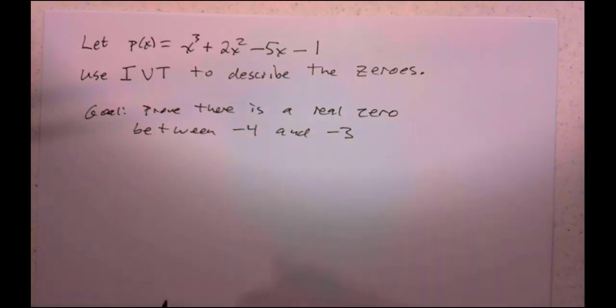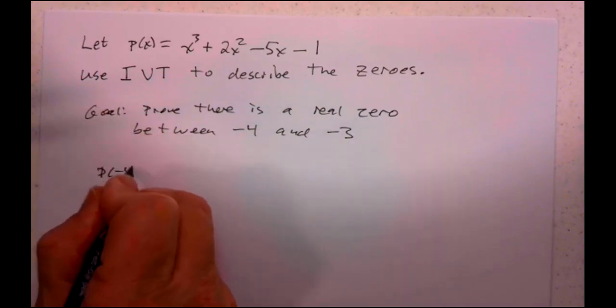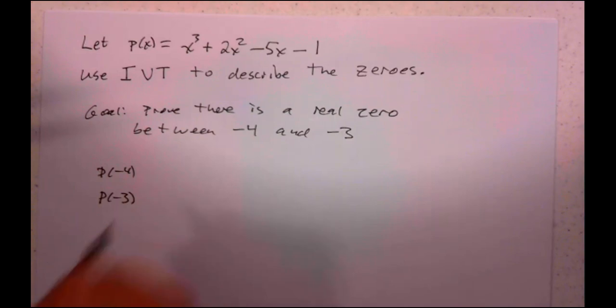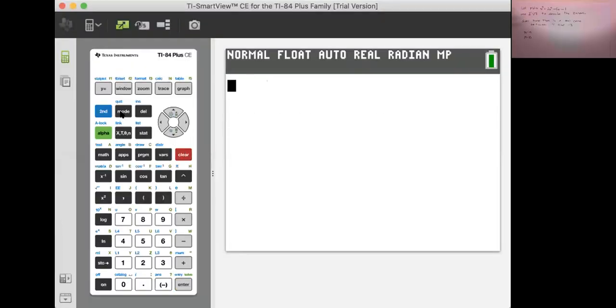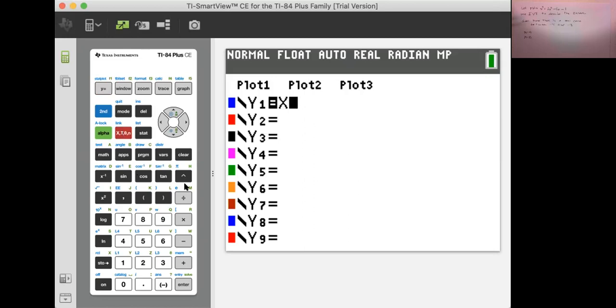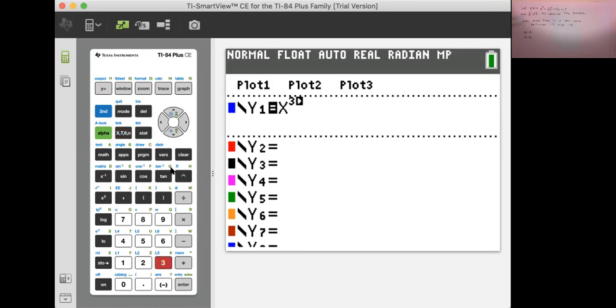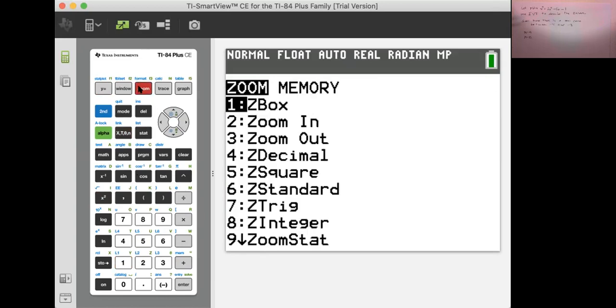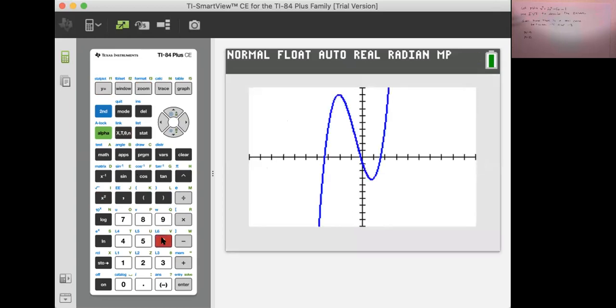So how am I going to do that? Well, what's P of -4? And what's P of -3? So maybe I'll jump to the graphing calculator to do that. I'm going to put that function in: X cubed plus 2x squared minus 5x minus 1. And again, we're not going to get a real good window. If I go to zoom standard, maybe I can zoom it out from there. Oh, that's not bad, I guess.